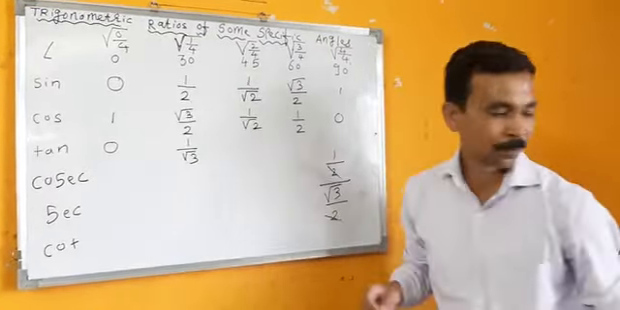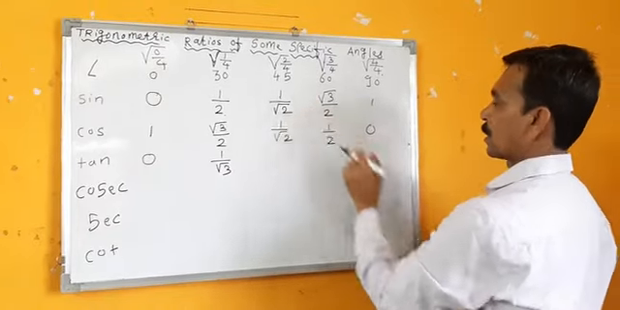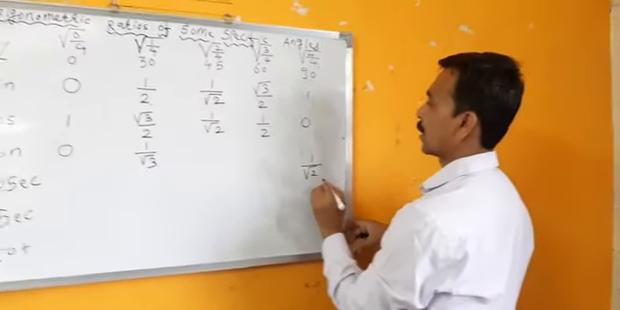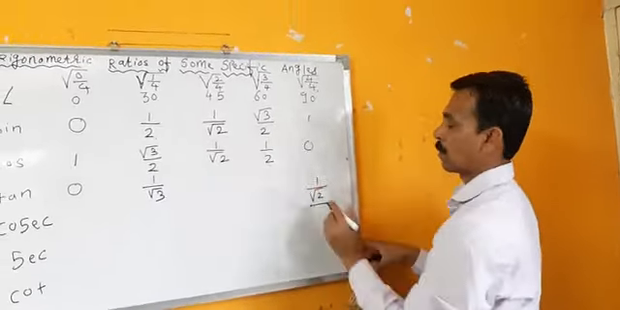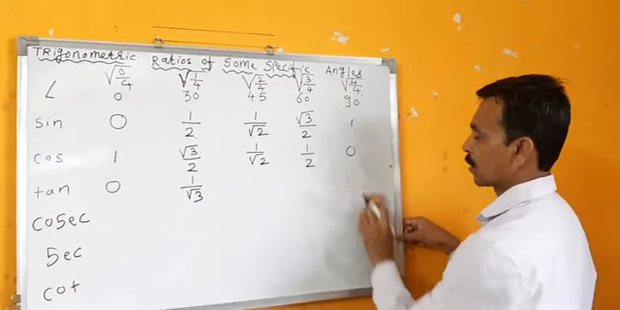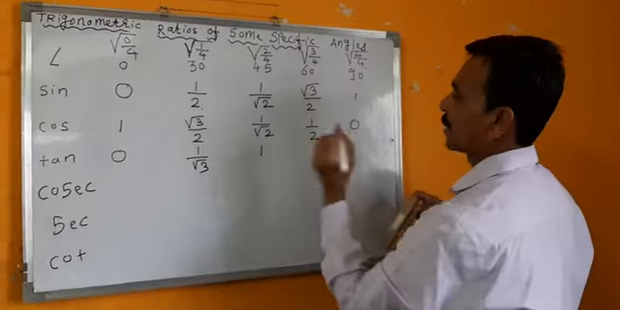Now tan 45. Tan 45 is what? Sine upon cos. What is the value of sine 45? 1 by root 2. What is the value of cos 45? 1 by root 2. Root 2 gets cancelled. What is left? 1. So tan 45 is 1.